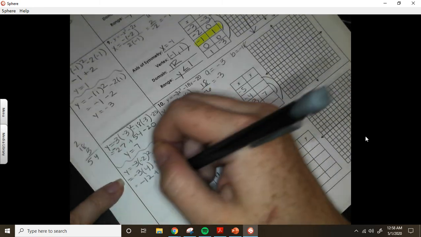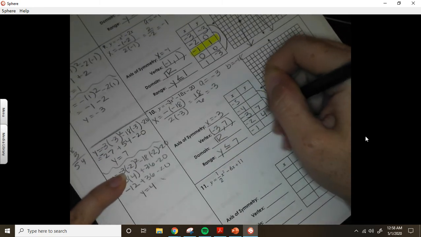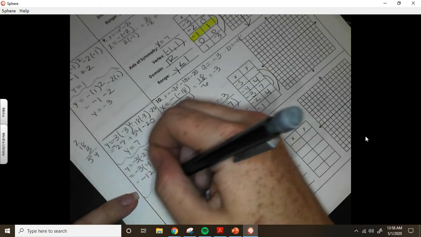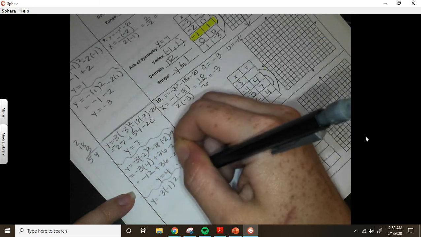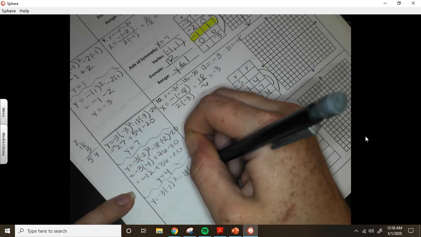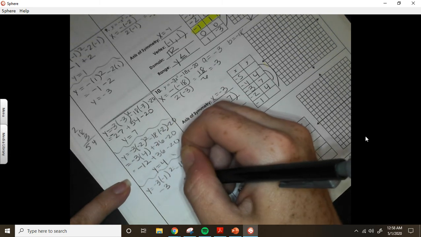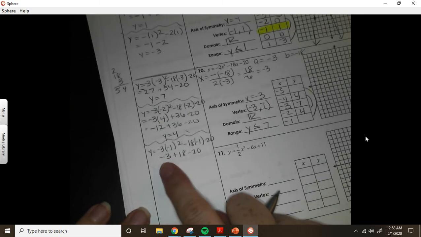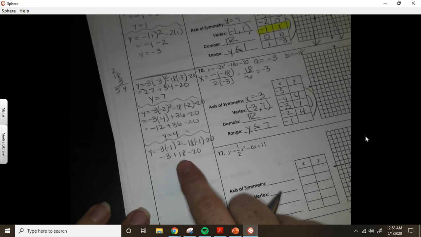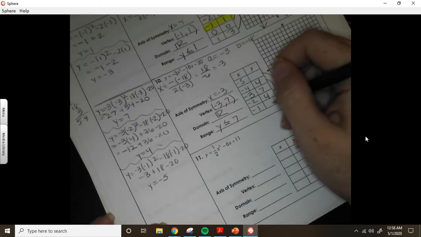Negative 12 plus 36 is 24. 24 minus 20 is 4. Let's plug in negative 1. 1 times negative 3 is negative 3, plus 18, minus 20. This becomes 15. 15 minus 20 is negative 5.